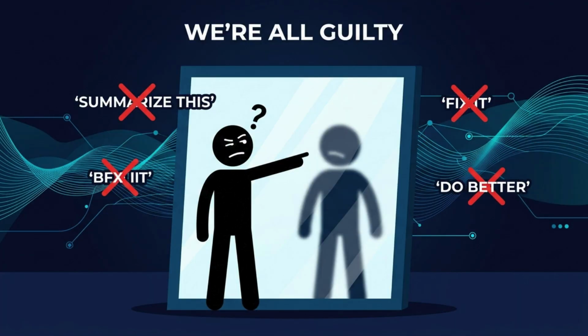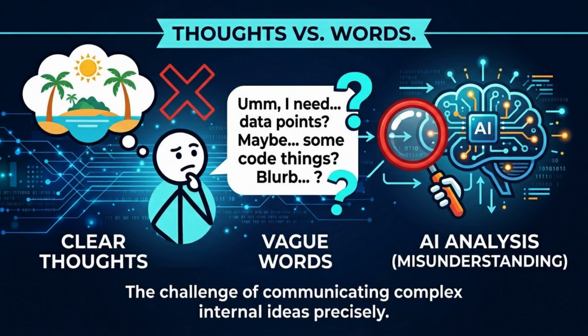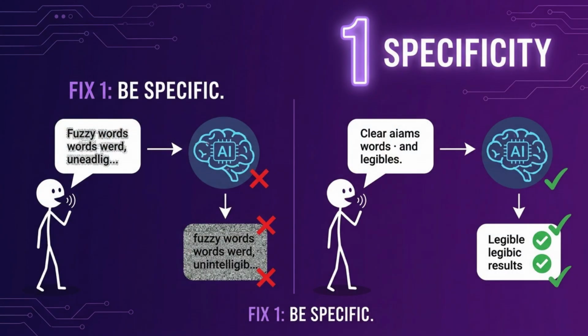This sounds simple. It isn't, because most of us don't realize how vague we're being. We say things like, "summarize this document," and expect magic. But the AI doesn't know if you want bullet points, a paragraph, a tweet, or a formal report. It doesn't know if you want key facts, opinions, or just the conclusion. It's not reading your mind. It's reading your words. And if your words are fuzzy, its output will be fuzzy.